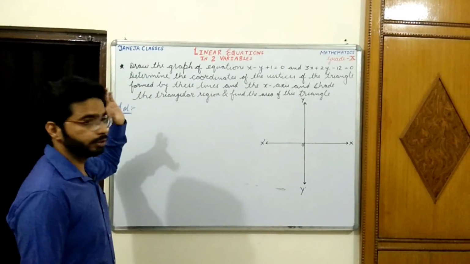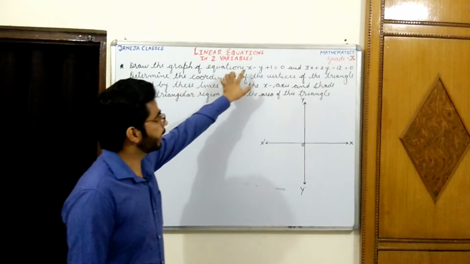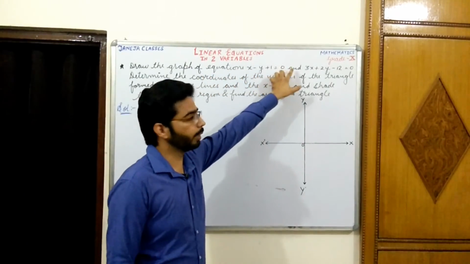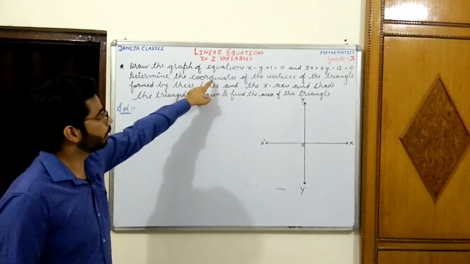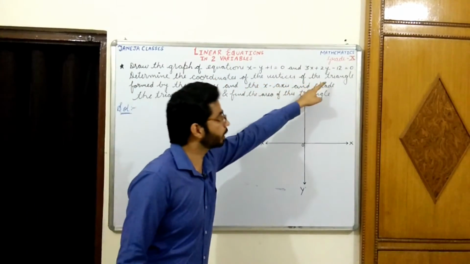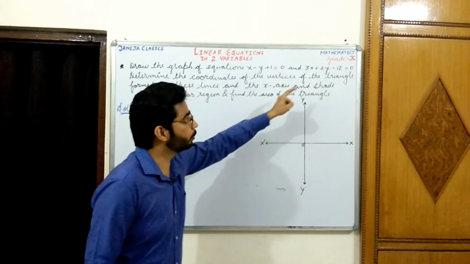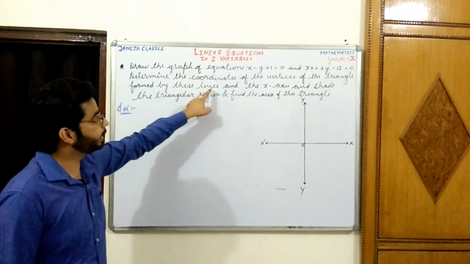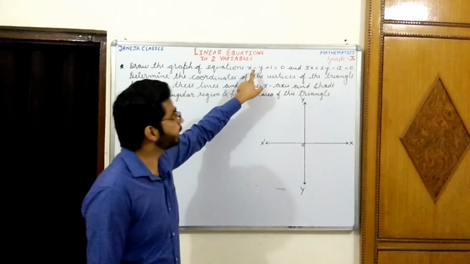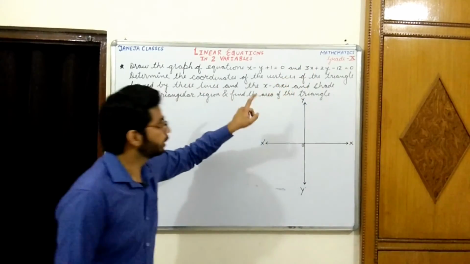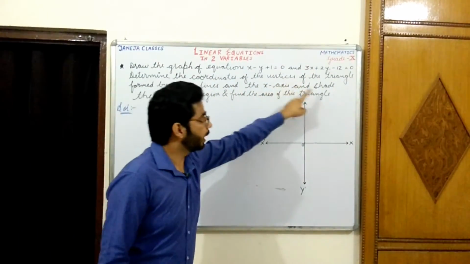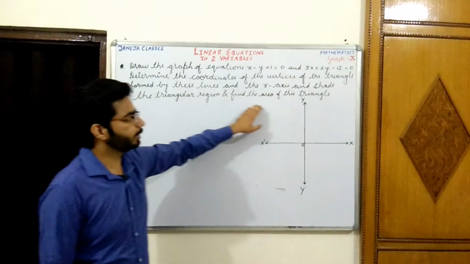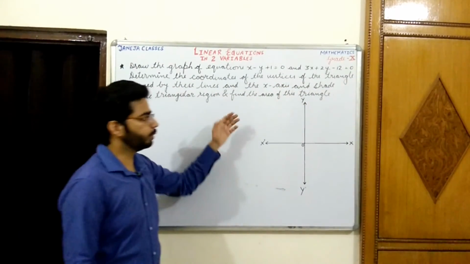This is our next question. Draw the graph of the equations x minus y plus 1 is equal to 0 and 3x plus 2y minus 12 is equal to 0. Determine the coordinates of the vertices of the triangle. Which triangle are they talking about? The triangle formed by these lines, formed by these two equations and the x-axis. And shade the triangular region and find the area of this triangle. We will do each and every part.